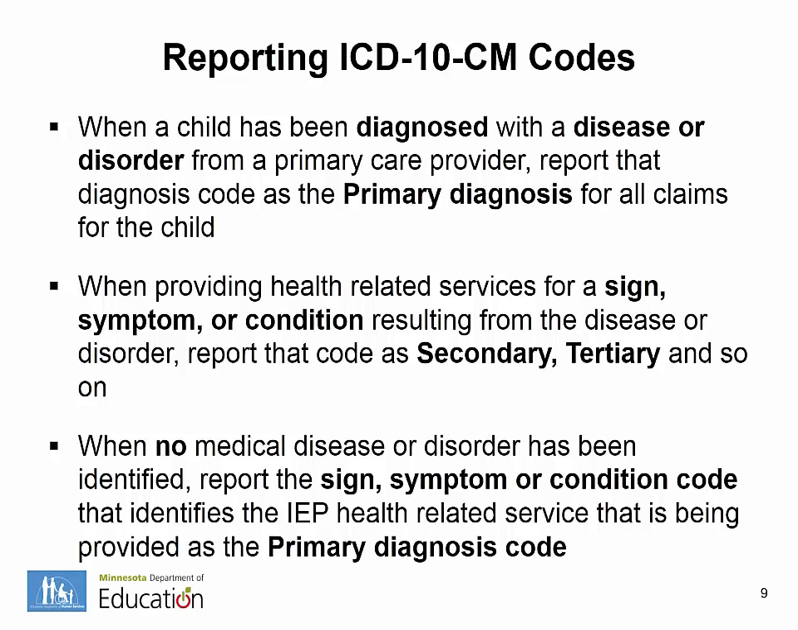When providing health-related services for a sign, symptom, or condition resulting from the disease or disorder, report that code as secondary, tertiary, and so on. When no medical disease or disorder has been identified, report the sign, symptom, or condition code that identifies the IEP health-related service that is being provided as the primary diagnosis code. An example would be autism. Autism is the disorder that is causing the sign or symptom. So you'd put down autism first, then the symptom as second, and so on. You need to make sure that you are following the thought pattern. If you put a tertiary symptom down as a primary, the system will reject it.